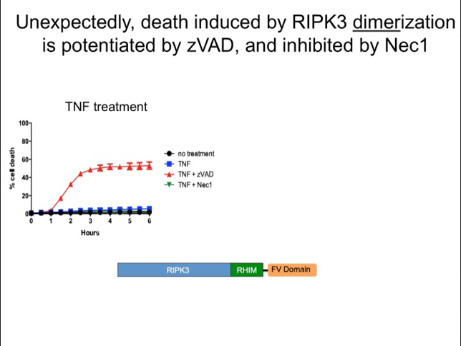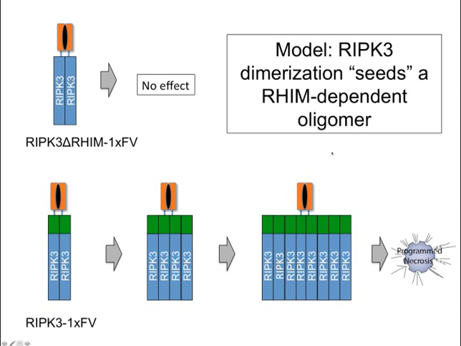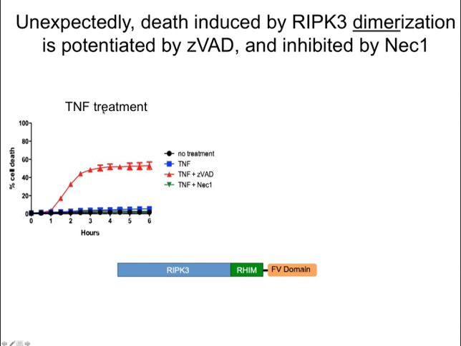So that was all very, very well and good. But what we found, again to our surprise, was that the formation of these oligomers seemed to be modulated by the same enzymes that were modulating TNF-induced necroptosis. So here's TNF receptor-induced necroptosis. When you treat cells again with TNF alone, not much happens. When you add ZVAD, so the caspase inhibitor, to these cells, you get very potent necroptosis.